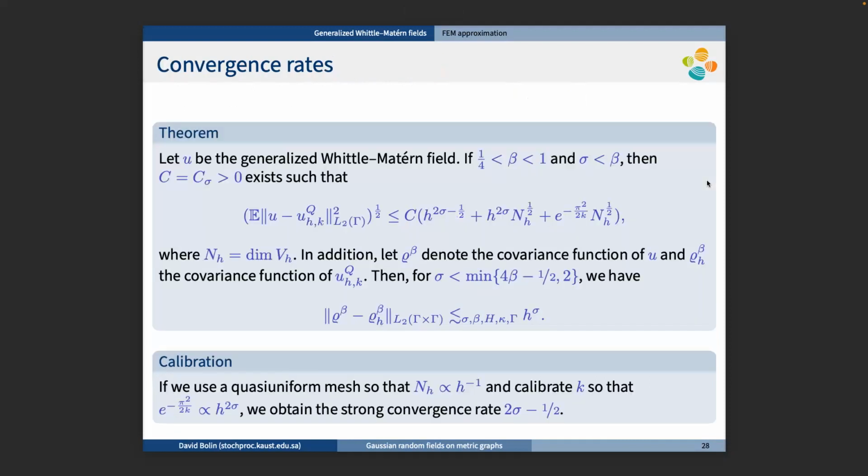So if you do that, we have results like this. So basically, you have control over both the strong error of this finite element approximation and also of the error of the covariance function of the finite element approximation. So if you calibrate the order of the rational approximation with the finite element mesh width, you get strong convergence rates. That is essentially what you would expect.